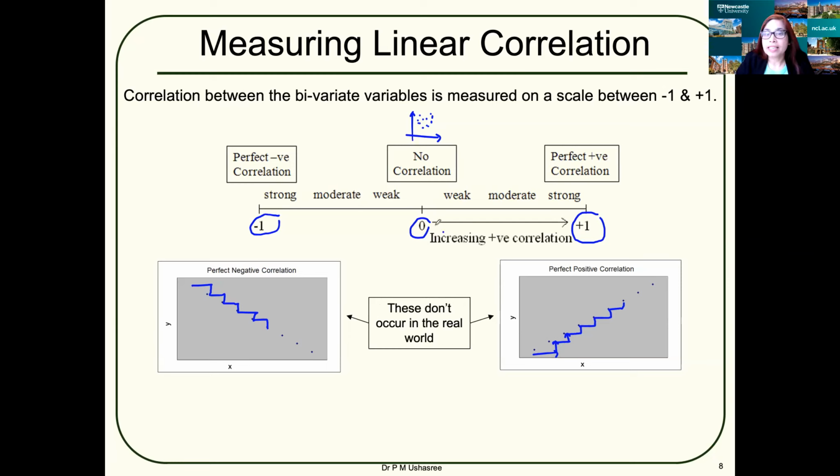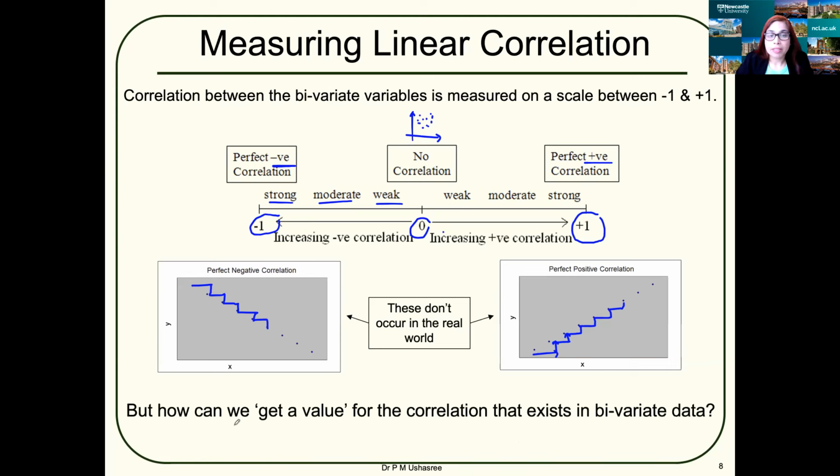So the positive correlation increases from 0 to +1, and the negative correlation increases from 0 to -1. The magnitude of the correlation coefficient will give you the strength of the correlation, and the sign, whether it is positive or negative, will give you the type of the correlation, whether it is positive correlation or negative correlation.